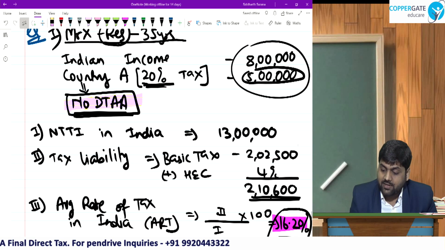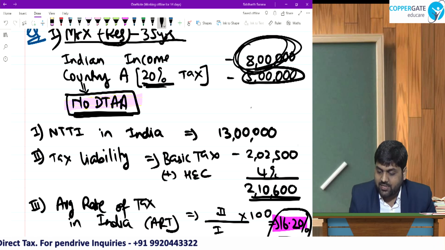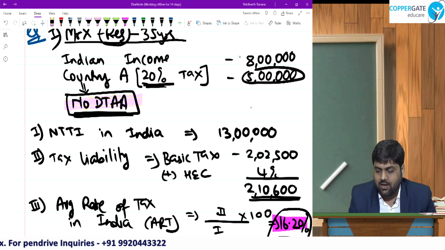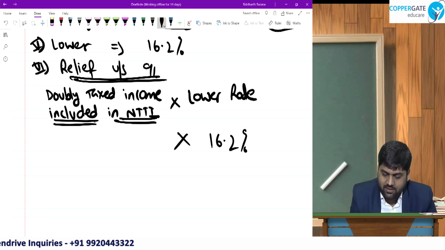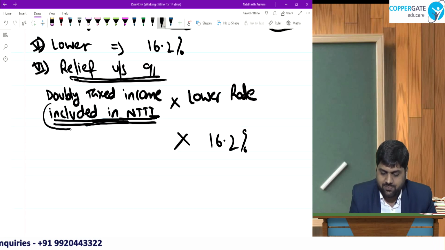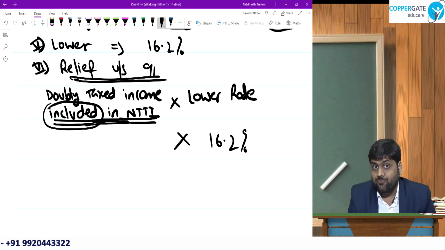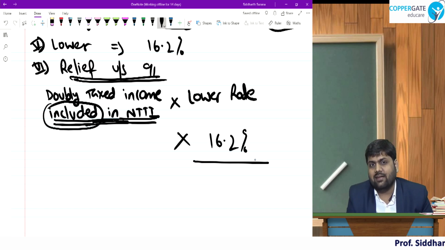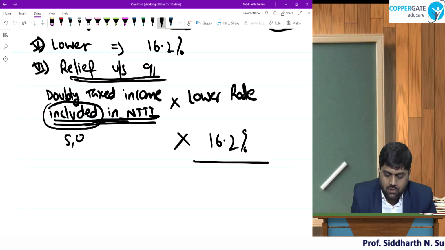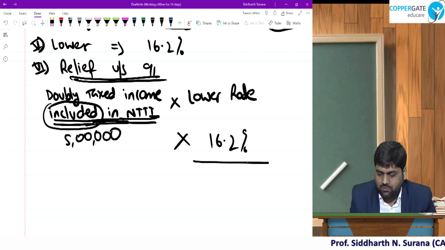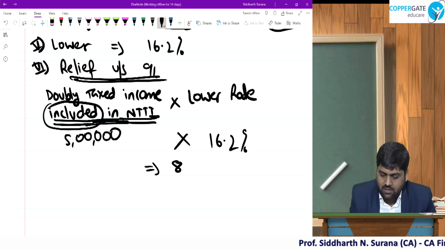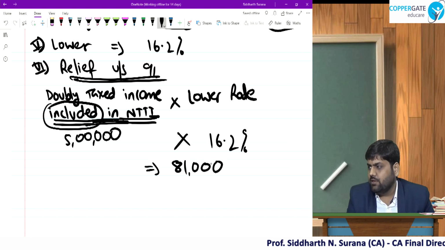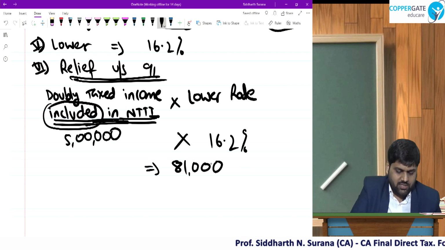Please understand that on 8 lakh rupees you have paid tax only in one country, that is India, and here you will get relief only if that income has been included in NTTI. On 5 lakh rupees you have paid tax in India as well as that country, and because that is your income that has suffered double tax in India at a rate of 16.2, in that country at a rate of 20%. Out of the two, whichever is lower, that is 5 lakh into 16.2%, rupees 81,000 is going to be your relief.